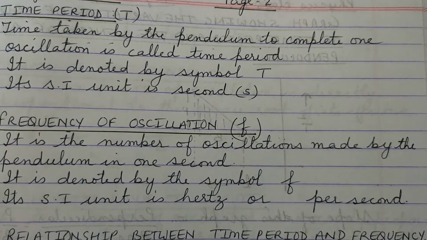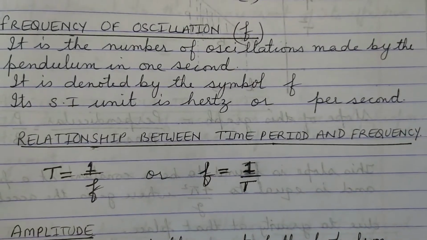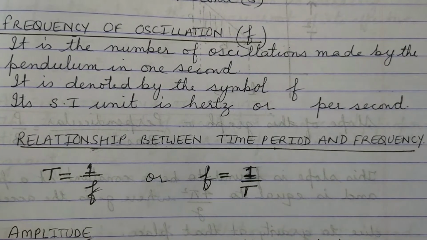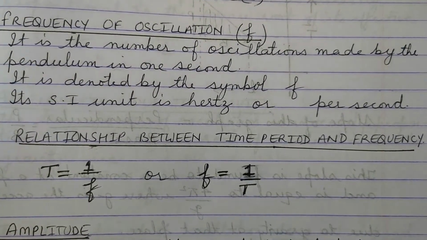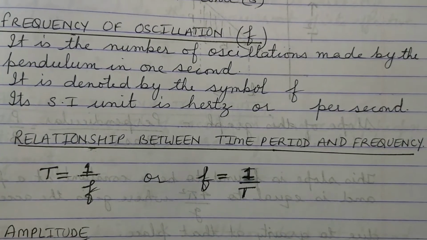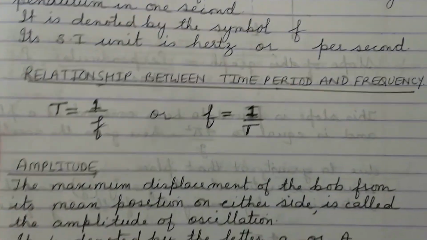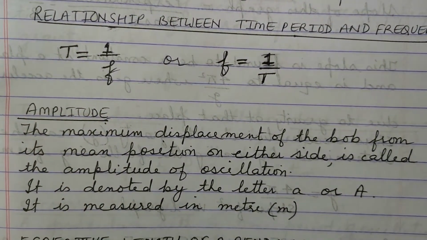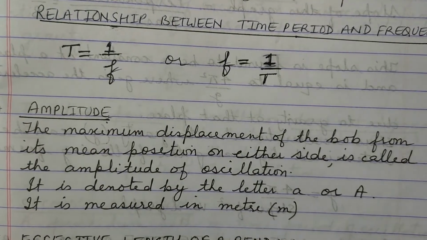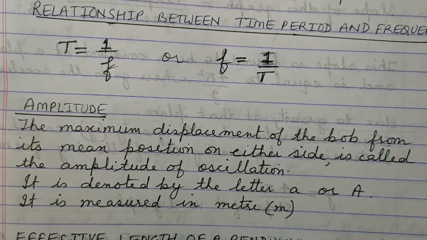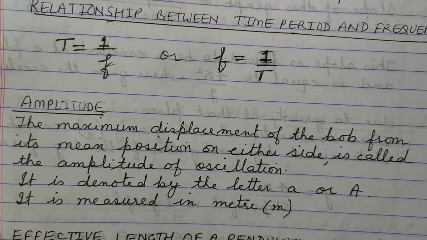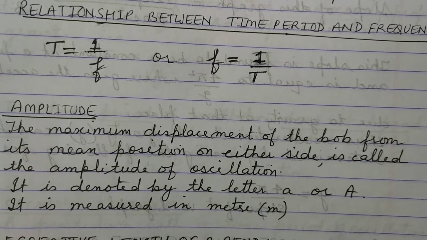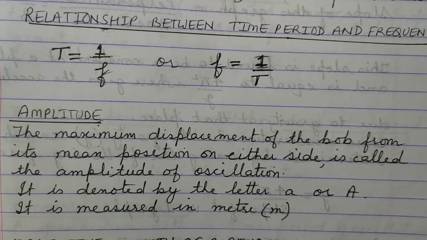And if you're asked for the relation between time period and frequency of oscillation, then you'll be writing T is equal to 1 by f, or you can also write f is equal to 1 by T. Any one of the two. There comes another term, that is amplitude, which means the maximum displacement of the bob from its mean position on either side. Once one oscillation takes place, on both sides the bob completes the same distance, right? So that's going to be the amplitude of oscillation.